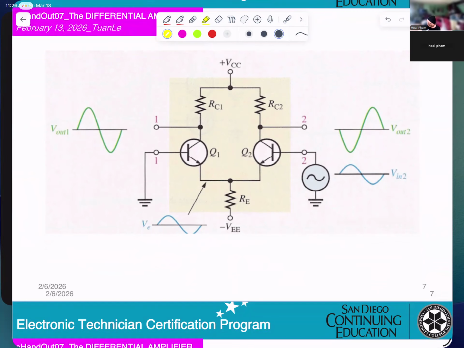Now they just try the opposite. Input sine wave applied to Q2, and Q2 becomes the common emitter. So the output here is opposite to the input. And also Q1 now will be common base. Input and output in phase. That's what they want you to know up to this point.